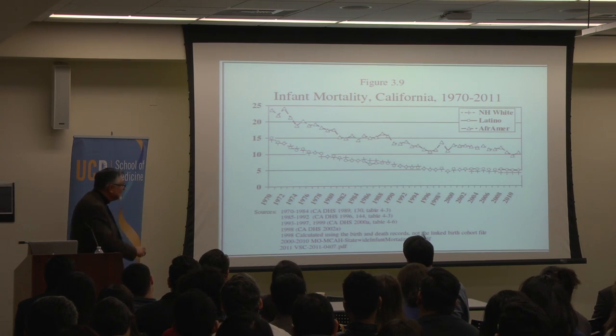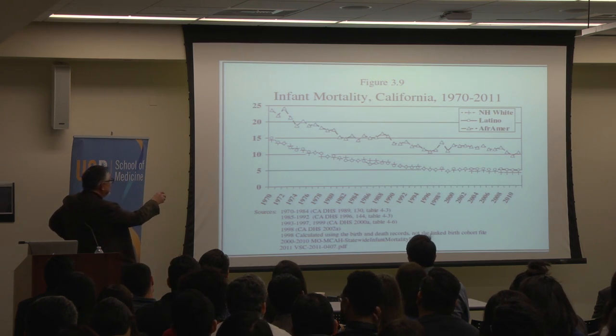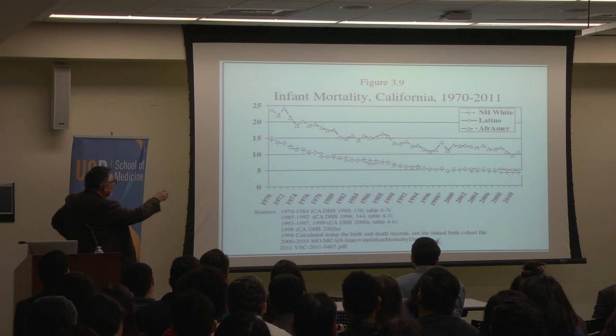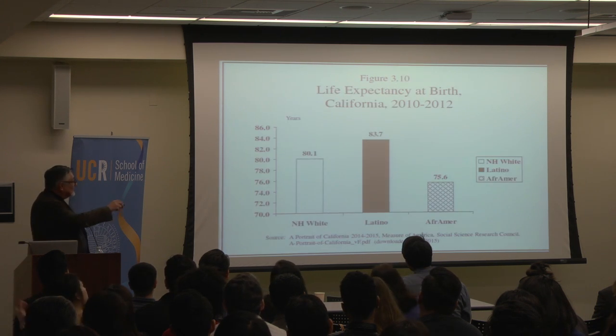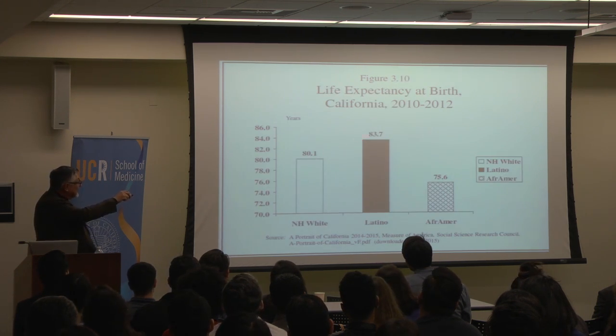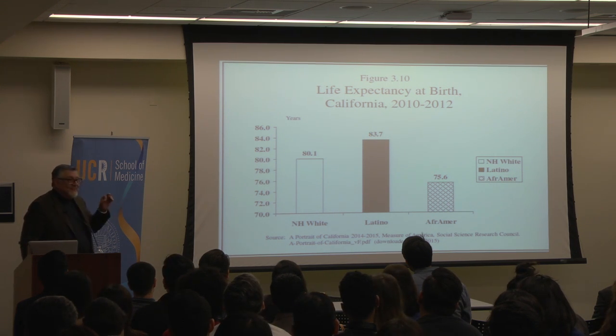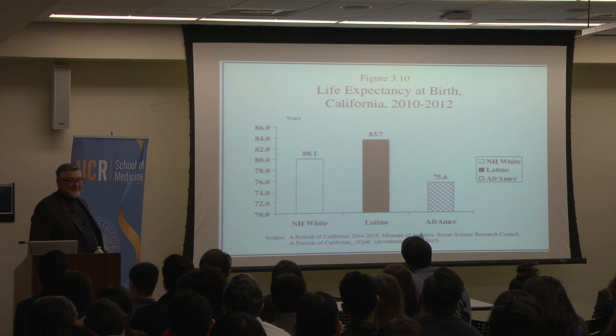And here is infant mortality. We have all 40 years of data. This is African American infant mortality. And again, white and Latino basically vary around one another for 40 years. Life expectancy at birth, a little bit better here in California, 3.5 years. African Americans, substantially lower. But I don't think it's genetic.